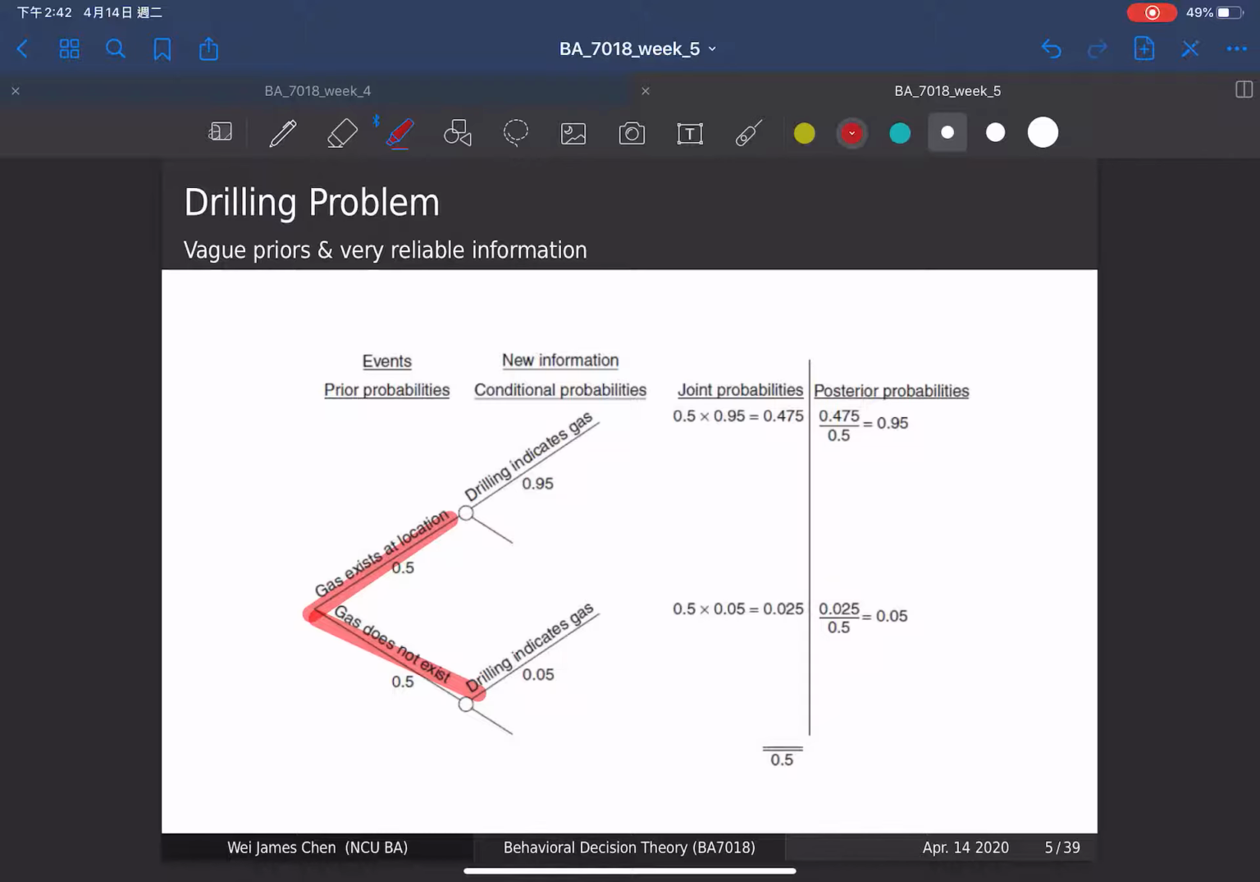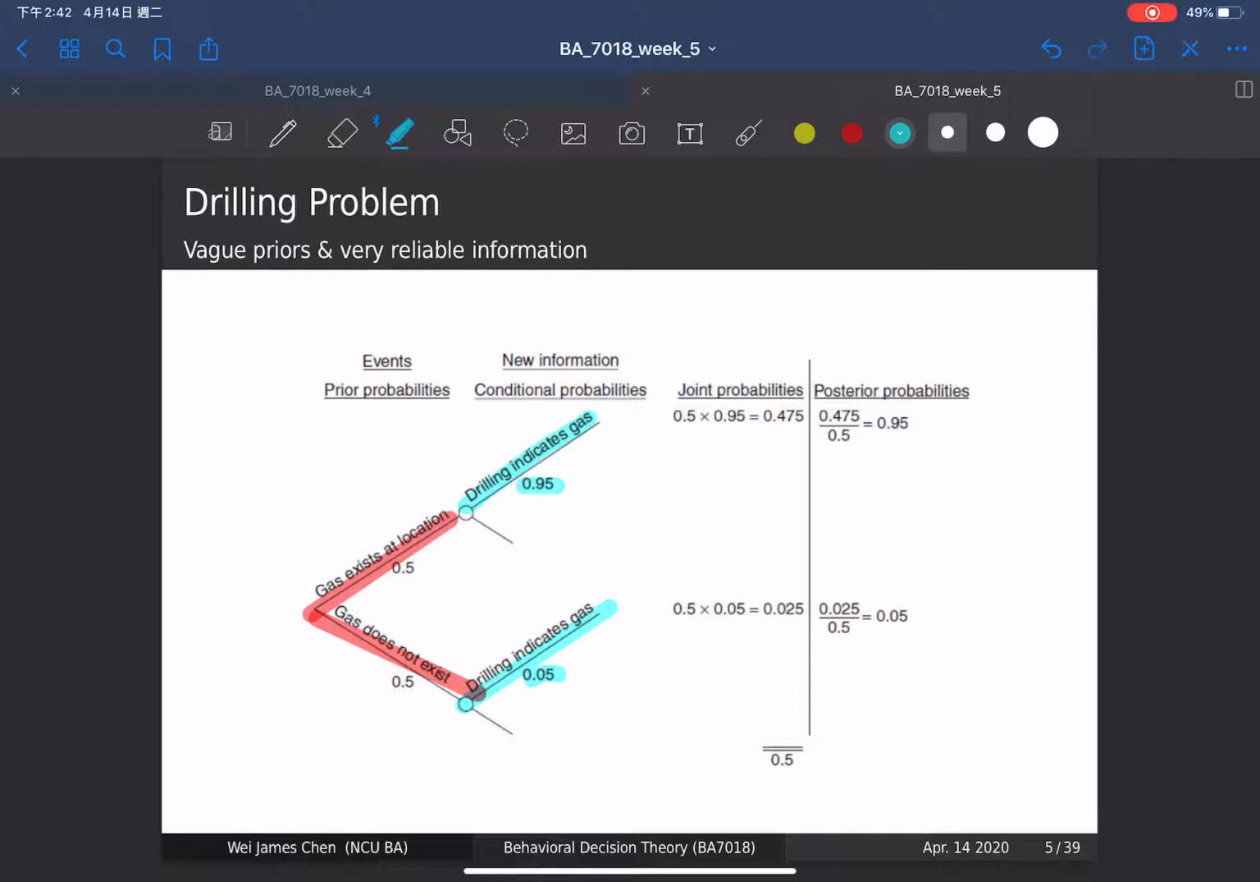Okay, so suppose the test is quite easy and symmetric, like the coronavirus test I gave in the midterm. If it actually has gas in this location, there will be a 95% chance that the drilling indicates there is gas. That also means there is a 5% chance it will indicate there's no gas. And if there is actually no gas, there is a 5% chance that the drilling will indicate there is gas.